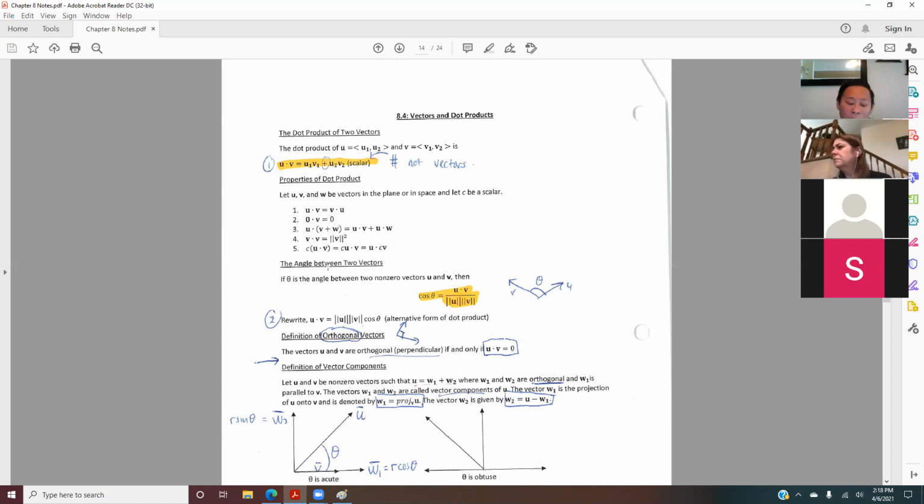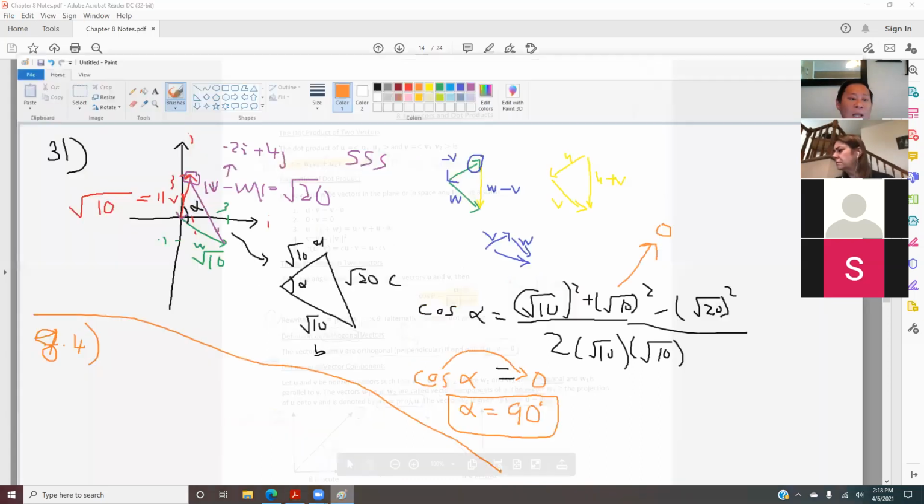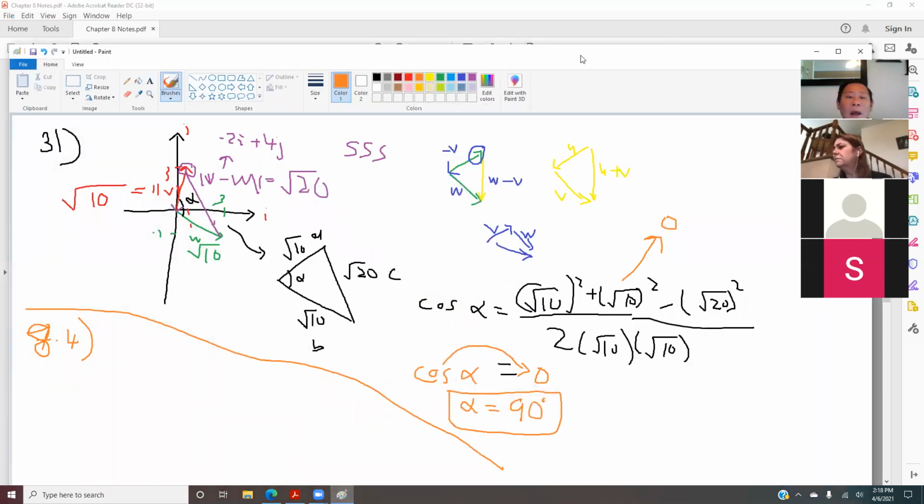So I'm going to tell you what's going on in this dot product. As you guys know, cosine theta is the same thing as u dot v over the magnitude of u multiplied by the magnitude of v.